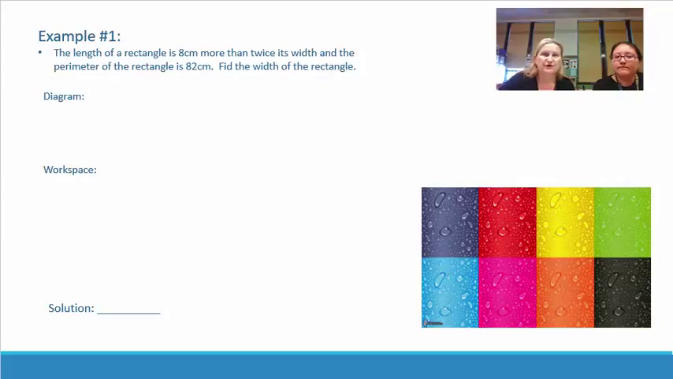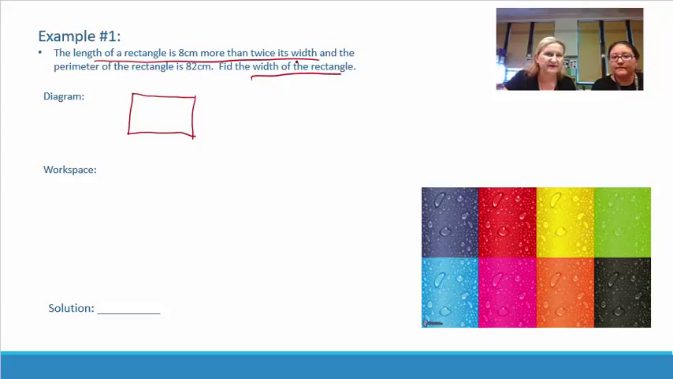Okay, so for geometry, any problem that you have, if there's no diagram and we can draw a diagram, it would be a great idea. So let me just get a pen quickly. Okay, so let's sketch the rectangle and label it with the given information. I know that the length of the rectangle is 8 centimeters more than twice its width, and I'm looking for the width of the rectangle.